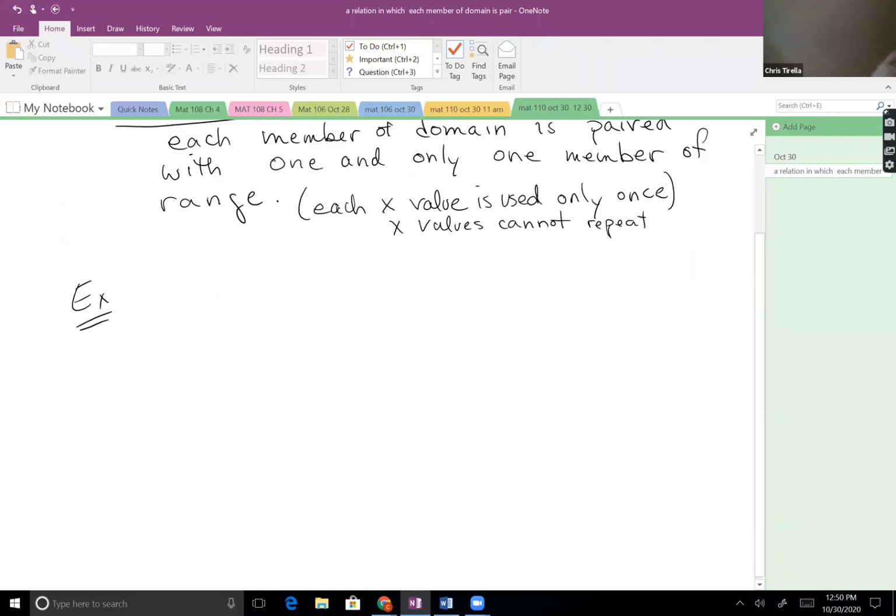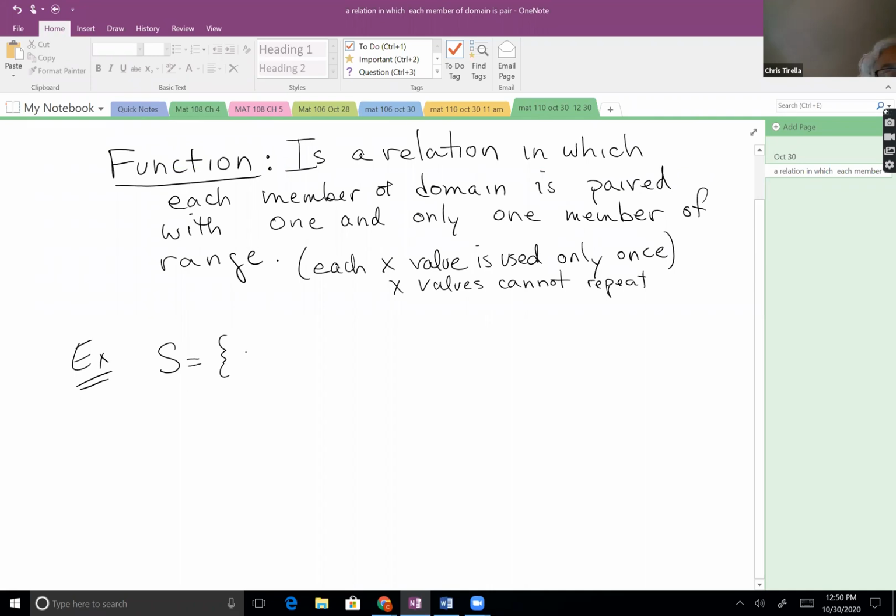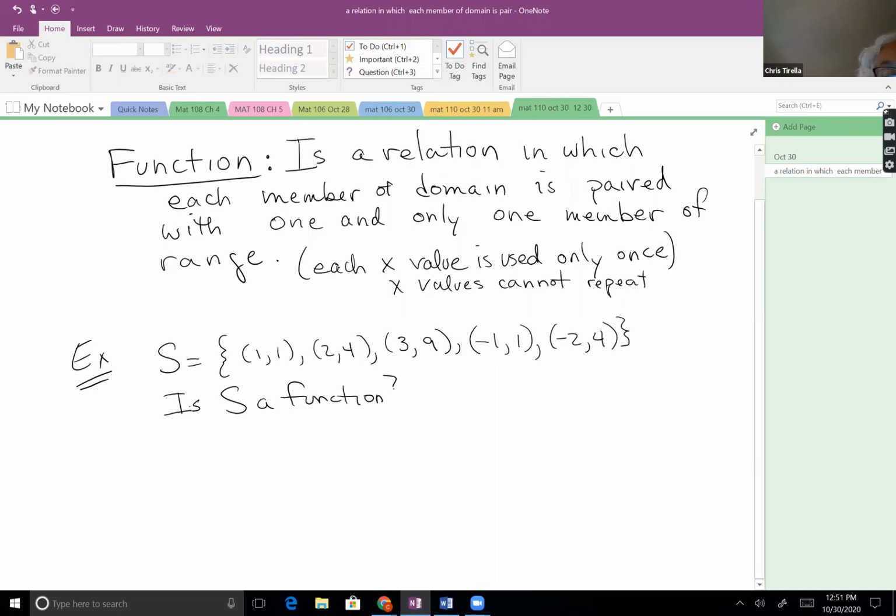So looking at some examples, let's look at that set S before that had the pairs 1, 1, 2, 4, 3, 9, -1, 1, and -2, 4. And this time I want to know, is S a function? And to make that determination, I'm going to look at each ordered pair.